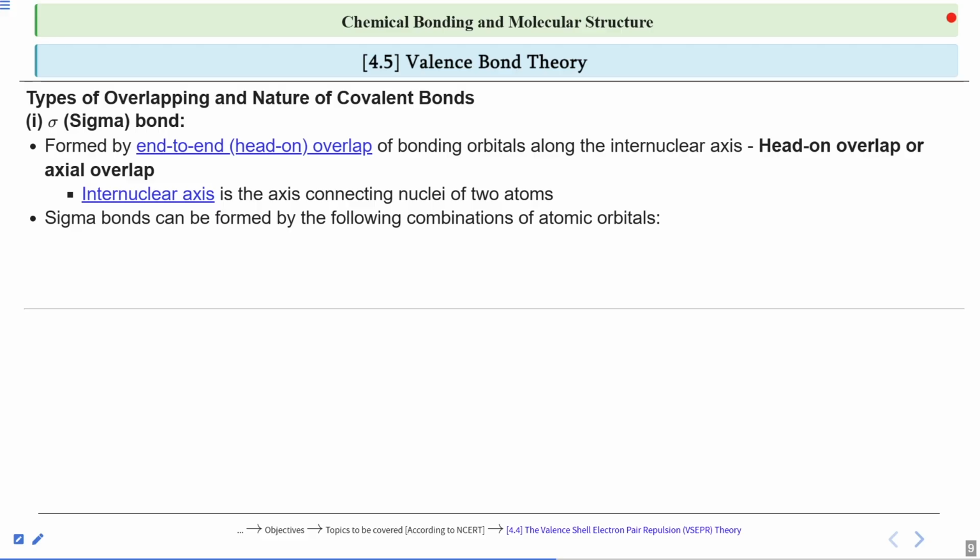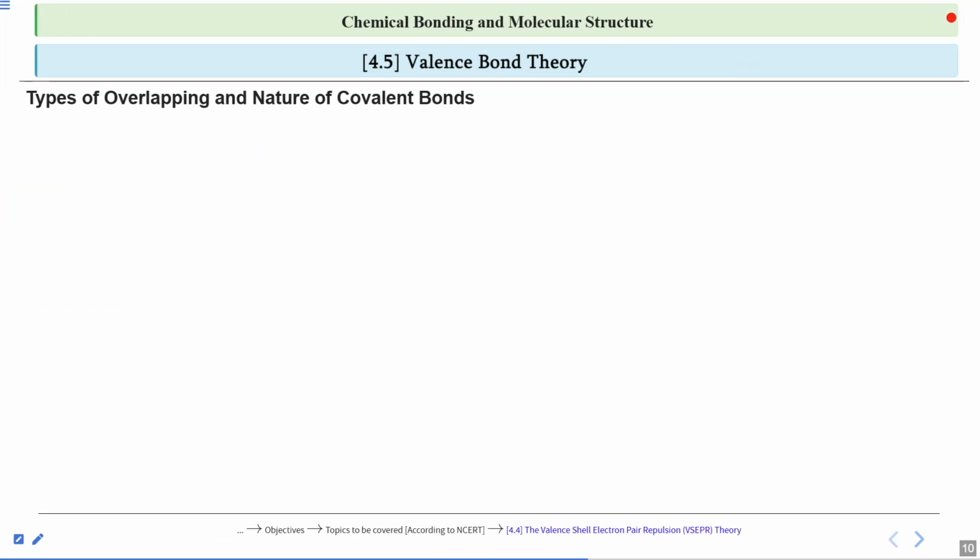Now the sigma bonds are formed by three kinds of overlap. We said earlier that the overlap which is formed by the head-on-head overlap is called the sigma bond, and it is formed by the following combinations of the atomic orbitals: SS overlapping, SP overlapping, and PP overlapping. So these are the three kinds of head-on-head overlap that we will see today for the sigma bond. So first, let us talk about the SS overlapping.